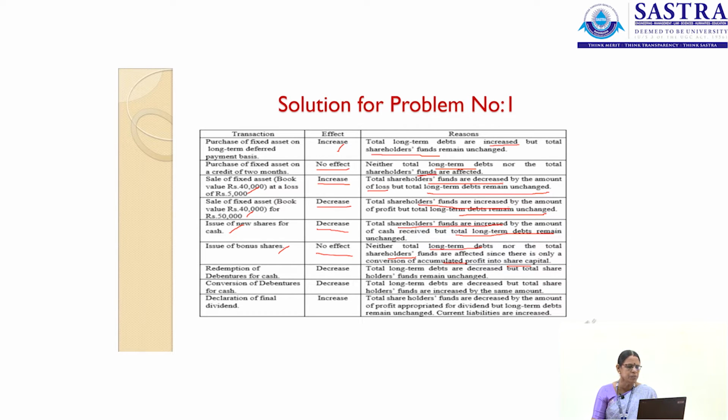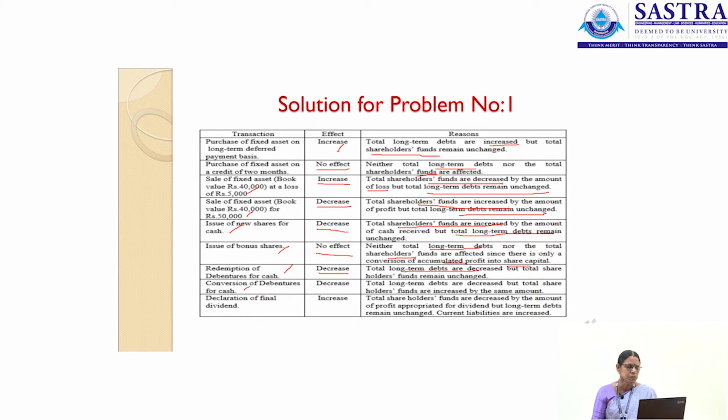Next is redemption of debentures for cash. Redeeming of debentures means repaying of the debentures. The long-term debts get decreased because the debentures are repaid. When it is repaid for cash, the cash will also decrease, and again that is a component of current assets, which will not have any link with your debt equity ratio. Now the total shareholders' funds remain unchanged. See to it, the long-term debts decrease, that is your numerator decreases, the denominator being the same. So we have a decrease in your debt equity ratio.